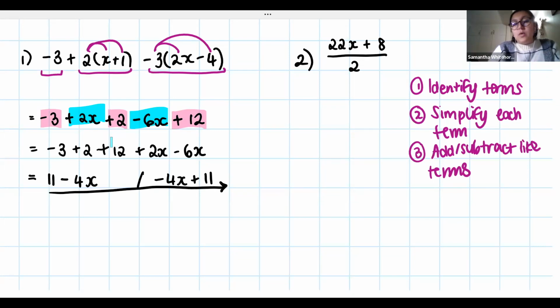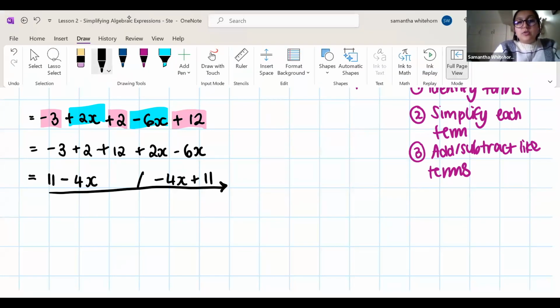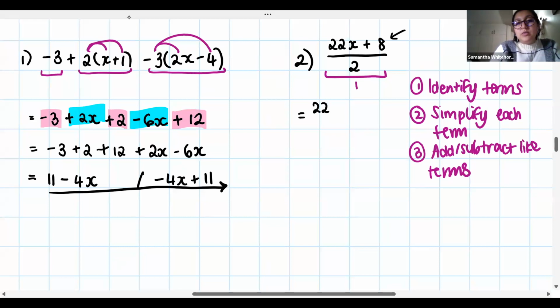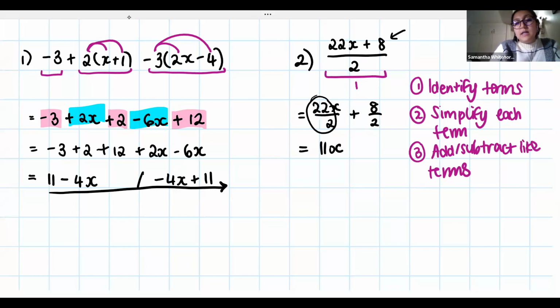Right, for the second one, what you need to notice here is that, again, you've got a fraction. You've actually only got one term because we don't care about that plus in the fraction, so it's a singular term. And so what we need to do is we need to separate our fraction. So separately, we've got 22x divided by 2 plus 8 divided by 2. 22 divided by 2, that gives us 11x. And 8 divided by 2 is 4.